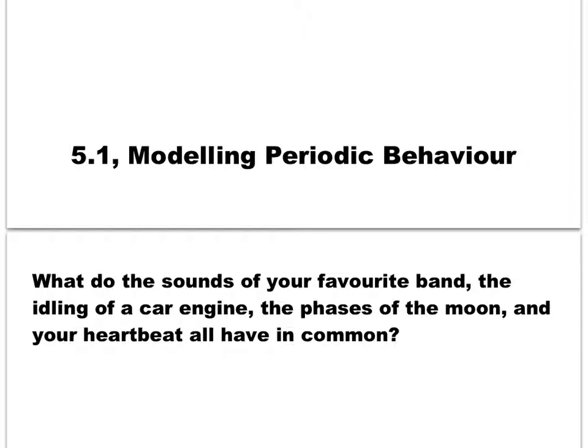The idling of a car, phases of the moon. The reason that these are periodic is that they happen again on a regular basis. For instance, the four seasons follow a periodic cycle. Every year, the same thing happens. Now, it may be a little bit different, but the whole pattern repeats itself every year. This is why they are periodic.